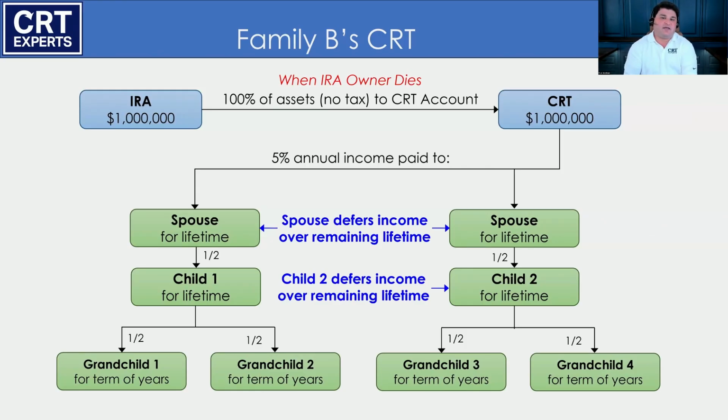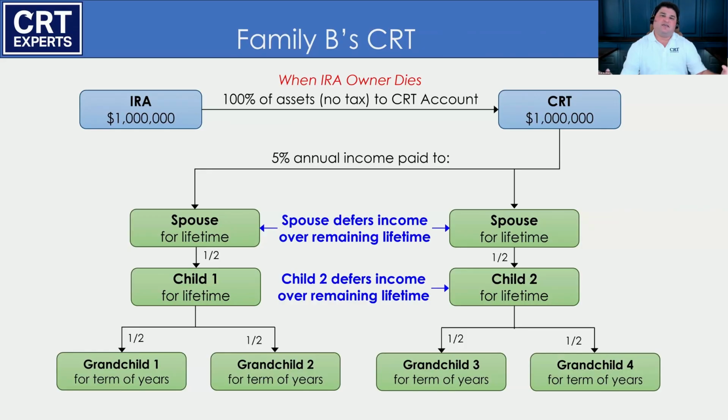Again, if we're keeping the administration under one roof, this should not be more expensive or complicated. We just need multiple CRTs to accomplish the planning. That would give both children, but if one child wants to defer the income, they have the ability to do that. They are taking more mortality risk here. So this is another reason to use multiple CRTs.